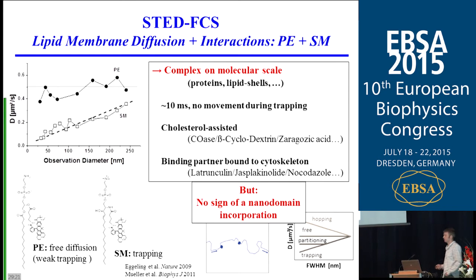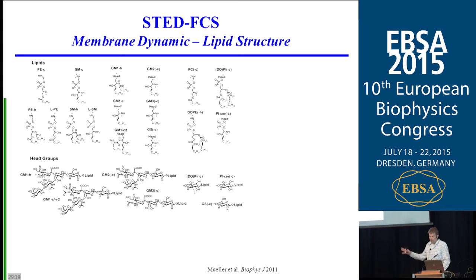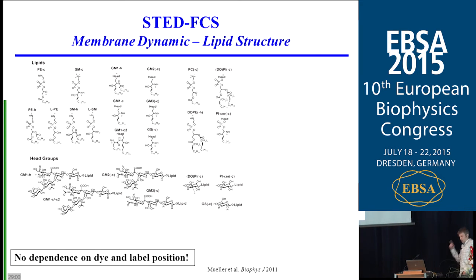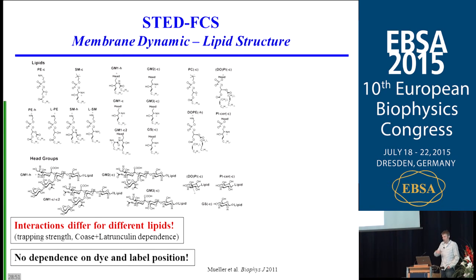So to investigate that further, we first looked at a whole gamut of different lipids. We gave our organic chemists a really hard time because we synthesized all these different fluorescent lipid analogs carrying different dyes at different positions: sphingolipids, phospholipids, saturated, unsaturated, gangliosides, and so on. First of all, at least for the molecules investigated, we didn't see a dependence on the dye or label position. On the other hand, the interaction differs strongly between the different lipids.